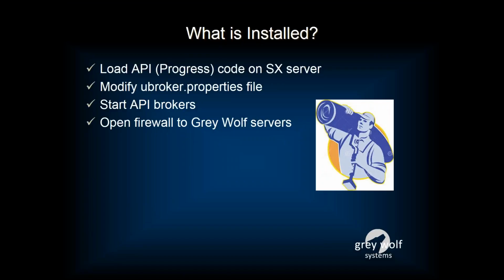So how does this work? What are the requirements? Well, first of all, what is installed? We install Progress code on your SX server. It's a very small amount of code. We're looking into making it self-customer installable. We have not gotten to that point yet, but we're very close on that. You have to modify the uBroker properties file. It's actually using a Progress app server to do this, and that's all controlled by the uBroker properties file.